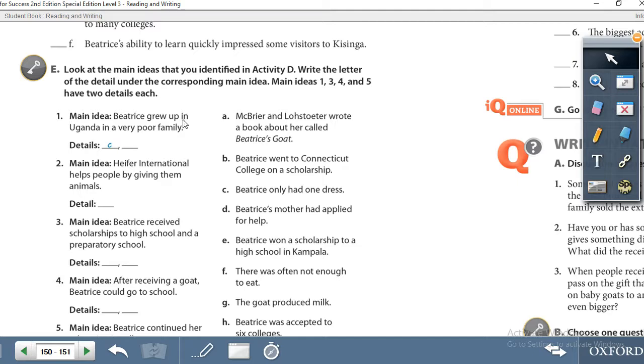Beatrice grew up in Uganda in a very poor family. Right? The details, it's C. So this is C. Beatrice only had one dress. So this idea C automatically matches with the main idea in number 1. Right? So that is how you will complete this exercise.